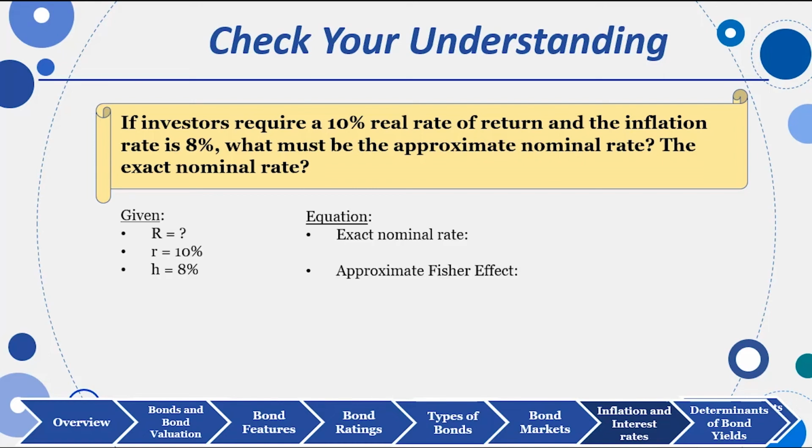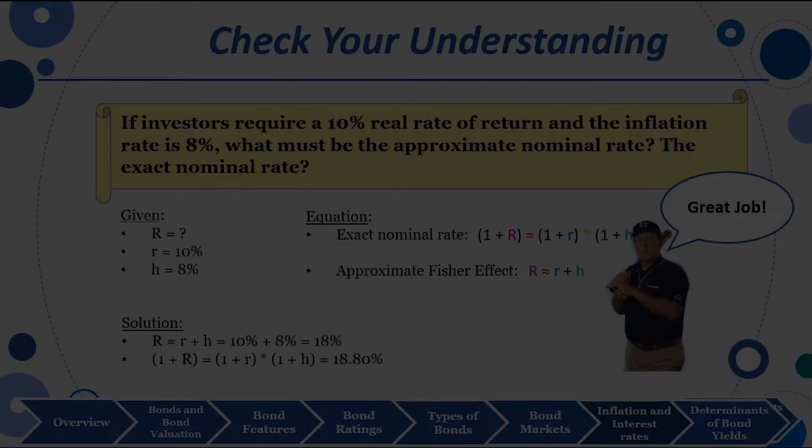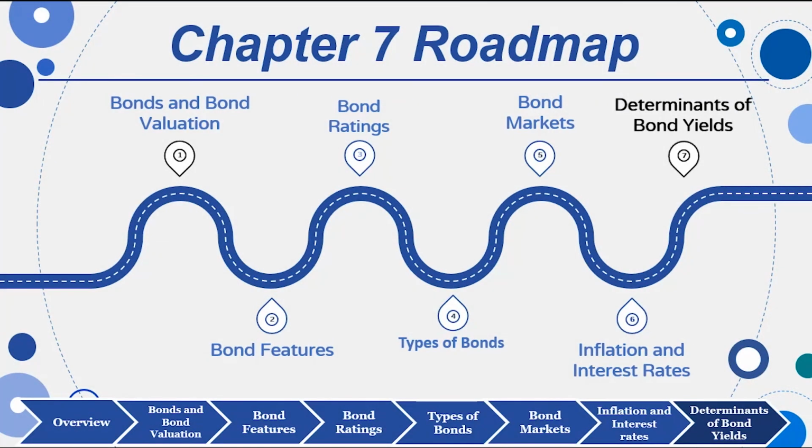So that should very simply be, I suggest you do the approximate Fisher effect in your head first, and then do the exact Fisher effect later by multiplying it all out longhand. So the approximate Fisher effect is 10 plus 8, or 18%, and the exact Fisher effect is 18.8%. Pretty good estimate, pretty good estimate. So do the approximate Fisher first, and then do the exact Fisher.